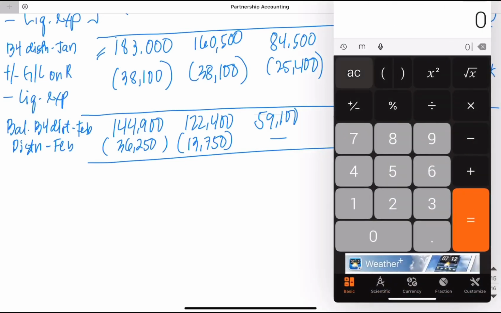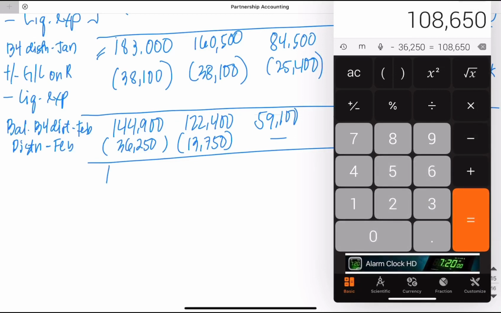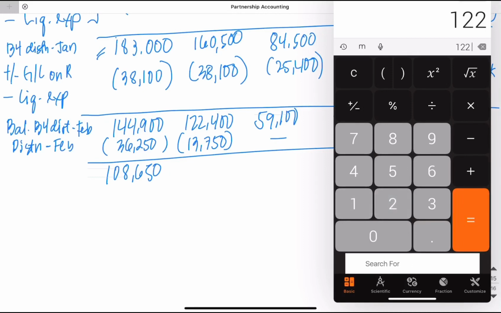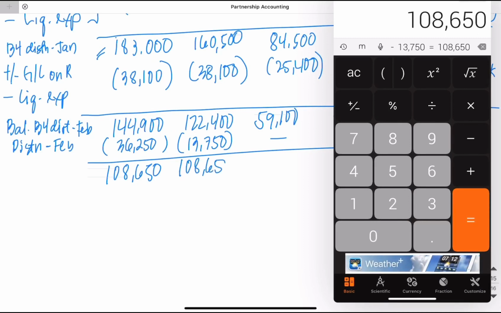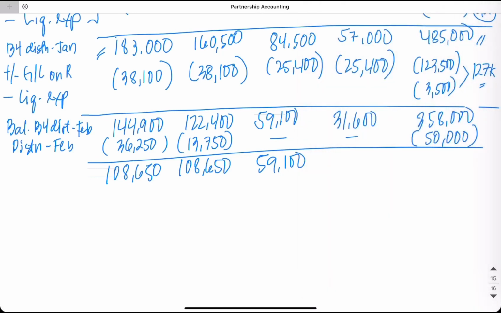So the starting point for the month of March would be as follows. 144,900 minus 36,250 is 108,650. Then for James, 122,400 minus 13,750, so 108,650 also. And then 59,100, same for Albert, and 31,600 for Kath. So the net amount is 308,000.